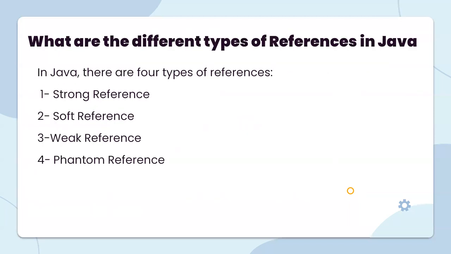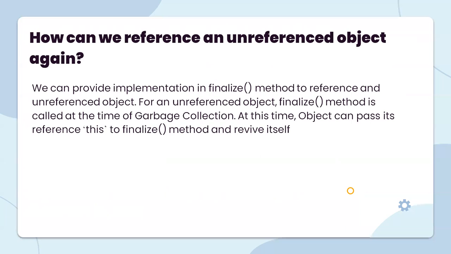What are the different types of references in Java? In Java, there are four types of references: strong references, soft references, weak references, and phantom references. How can we reference an unreferenced object again? We can provide the implementation in the finalize method. For an unreferenced object, the finalize method is called at the time of garbage collection. At this time, the object can pass its reference, this, to another object in the finalize method and revive itself.